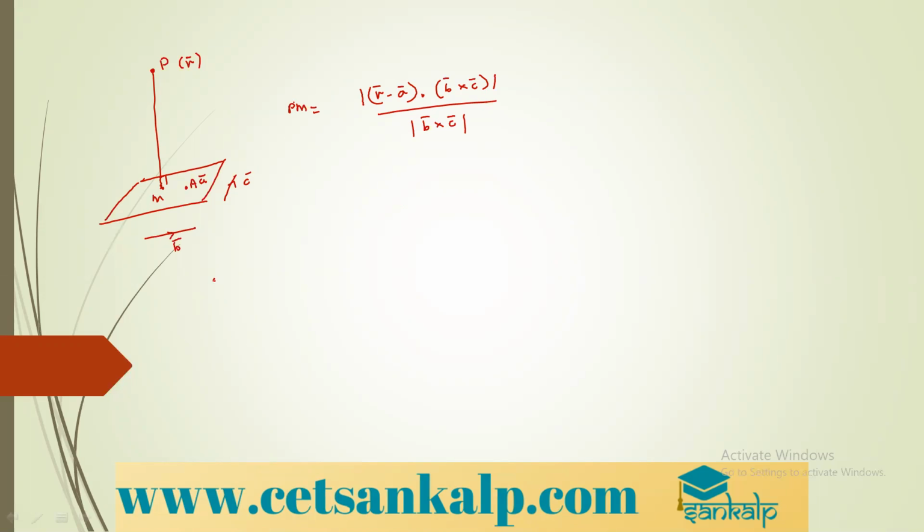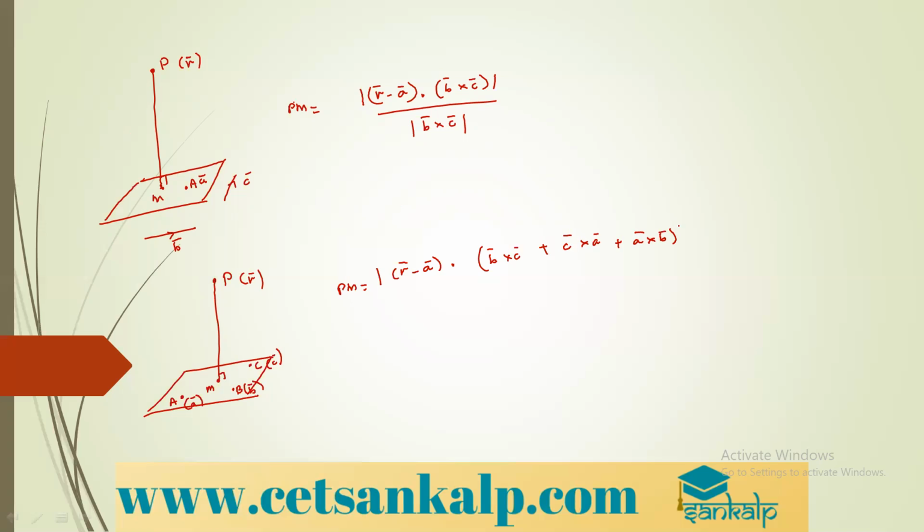In the same way, if there is a point P whose position vector is r, and if there is a plane passing through 3 points A, B, and C, whose position vectors are a, b, and c, the perpendicular distance from this point to the plane is PM equal to magnitude of (r minus a) dot (b cross c plus c cross a plus a cross b) by magnitude of (b cross c plus c cross a plus a cross b).